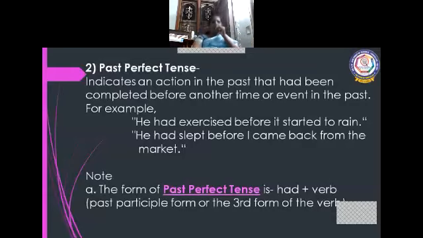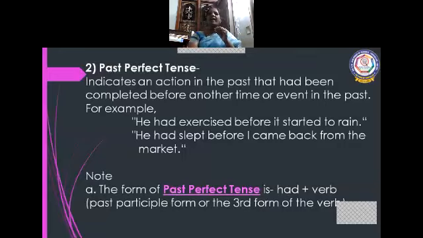Okay. Past perfect tense indicates an action in the past that had been completed before another time or event in the past. For example, he had exercised before it started to rain. He had slept before I came back from the market. So that is your past perfect tense.